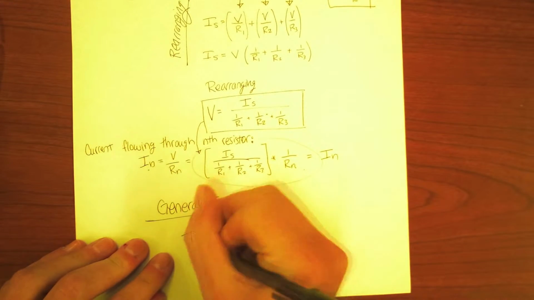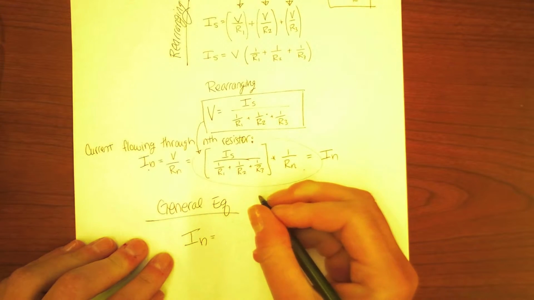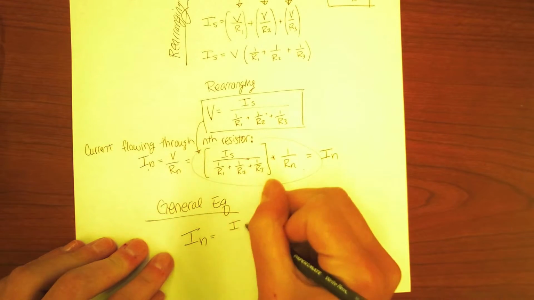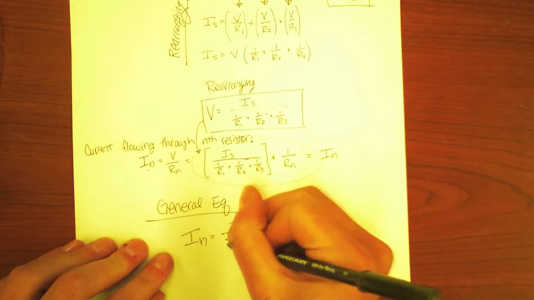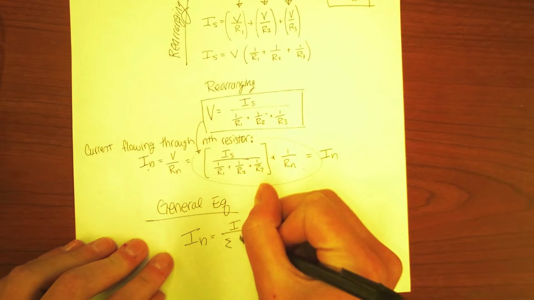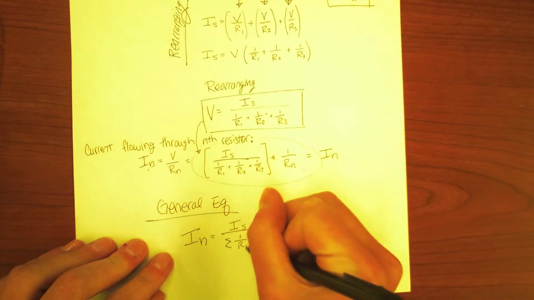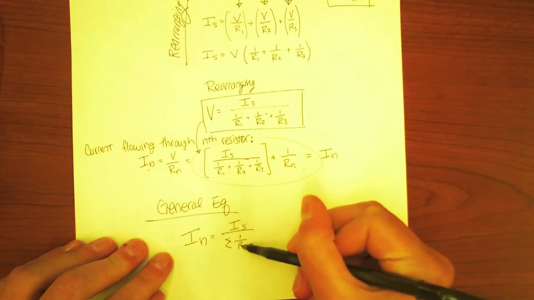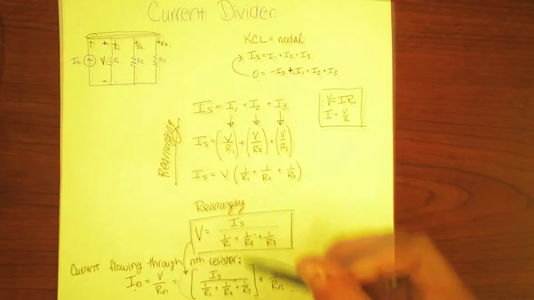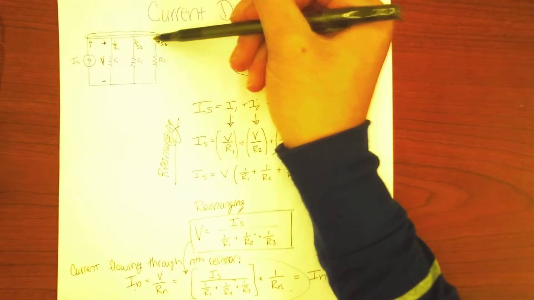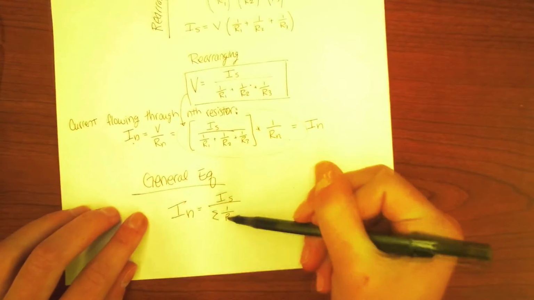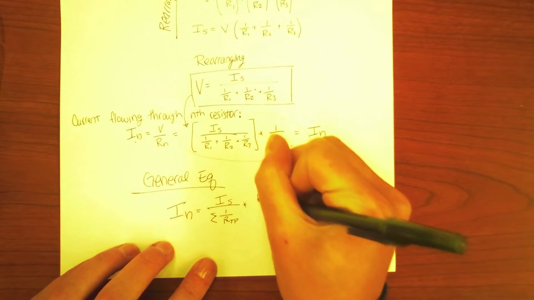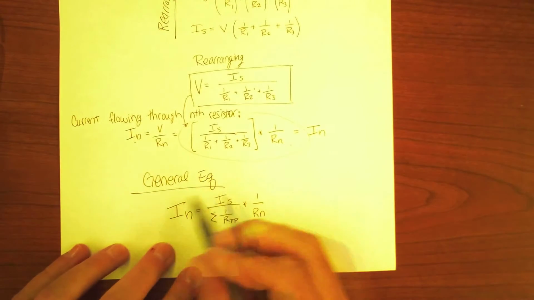And that's going to be IN equals your IS over top of the sum of 1 over RTP, which here represents the total resistance in parallel. So again, when you're doing current division, it's with resistors in parallel. So I like to do RTP for total resistance in parallel. And then times 1 over Rn. So that's your general equation.